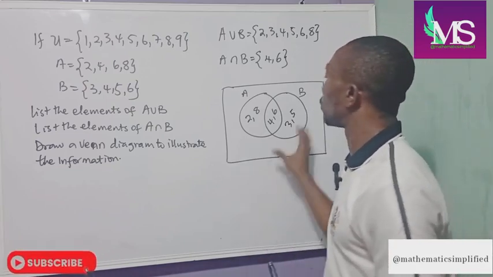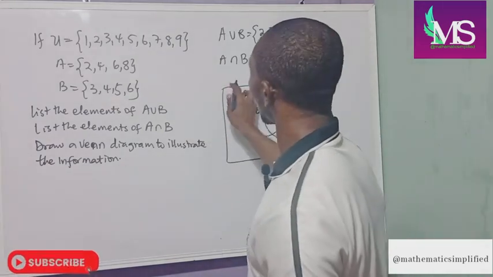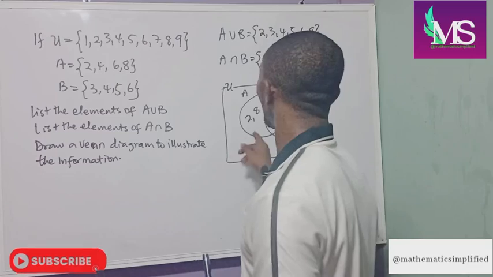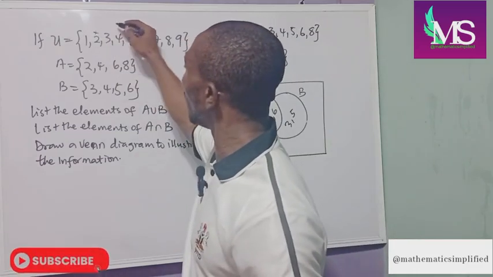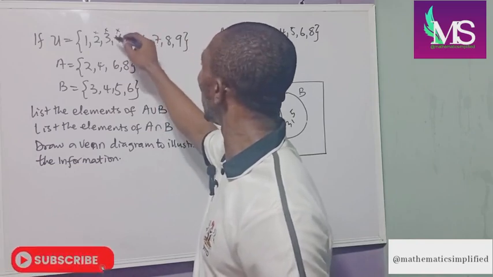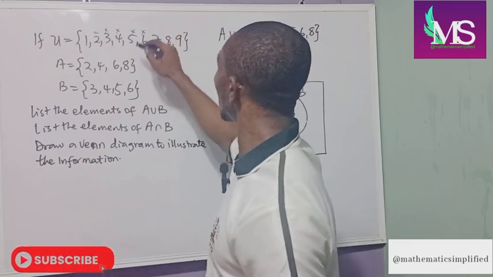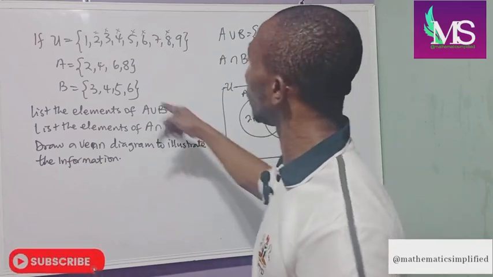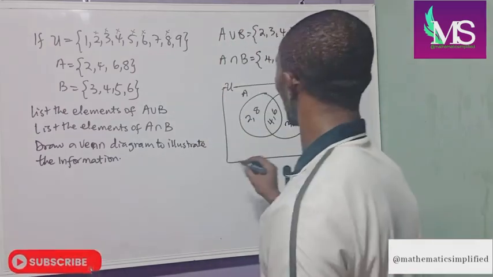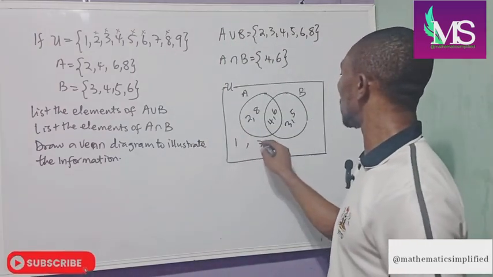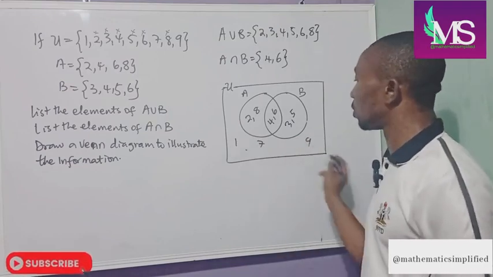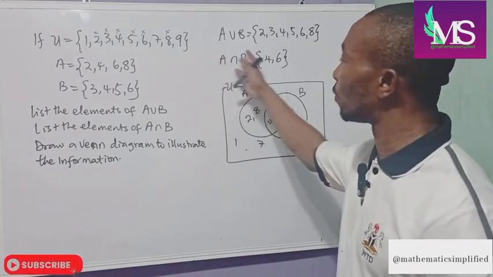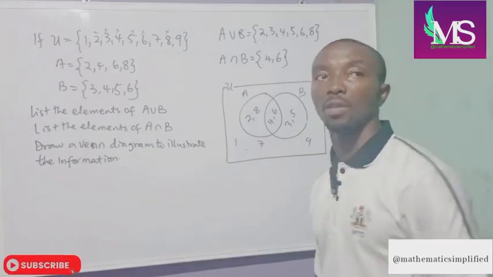Now, if we go to our universal set, where this acts as our universal set, and remove 2, 3, 4, 5, 6, and 8, what do we have left? We have 1, 7, 9. So we now write 1, 7, and 9 within the space. So now we've drawn this Venn diagram representing that information.